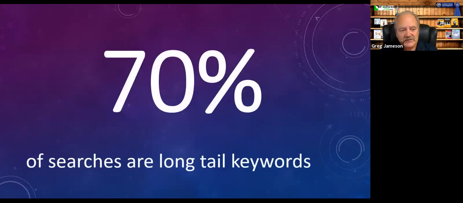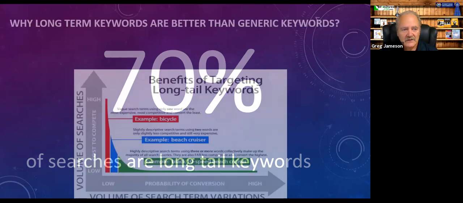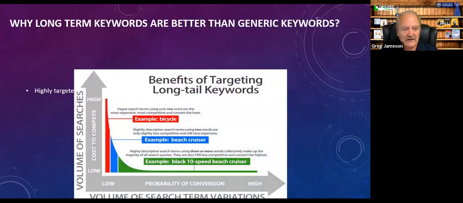Now, 70% of the searches that are out there are what are called long tail keywords. And this is really what you want to concentrate on when you're trying to rank your videos up on YouTube. The reason why long tail keywords are better than generic keywords is that they're highly targeted and they will always outperform a more generic keyword.